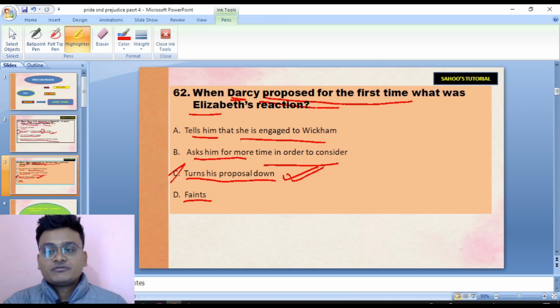When Darcy proposed for the first time, what was Elizabeth's reaction? Elizabeth reacted by denying the proposal of Darcy. So she turns his proposal down. So option C is the right answer. Now move to the next question.